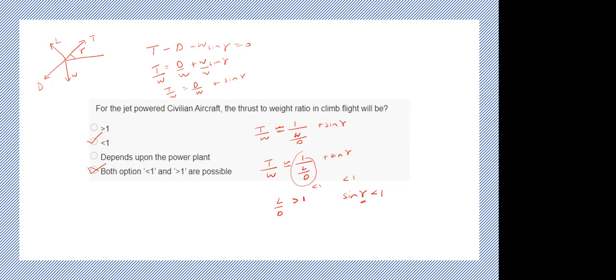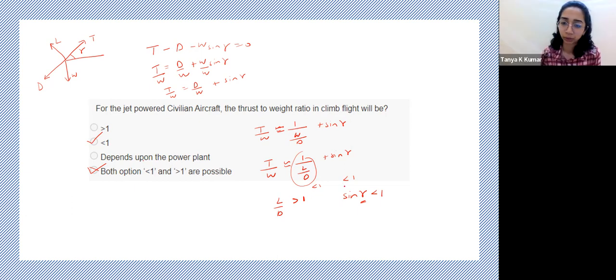So why? To allow comfortable flight for passengers. Absolutely. So this value of gamma is very small for civilian aircraft, and hence this value is very minuscule. So for a civilian aircraft, this thrust to weight ratio is almost always less than 1. From this relation, you conclude that this gamma is very small throughout the course of the flight.